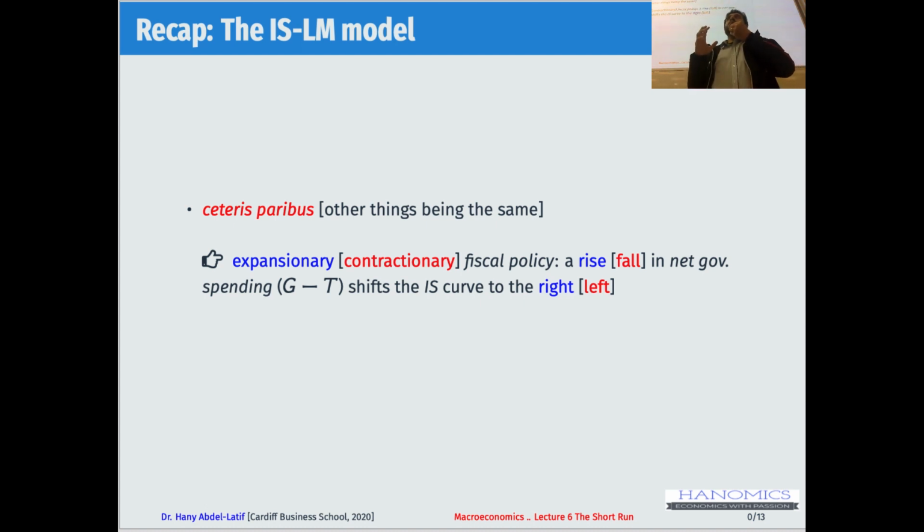So what we thought about here is how goods market conditions will respond to this change in fiscal policy. We assume that, okay, the effect happens entirely through the effect in the goods market.